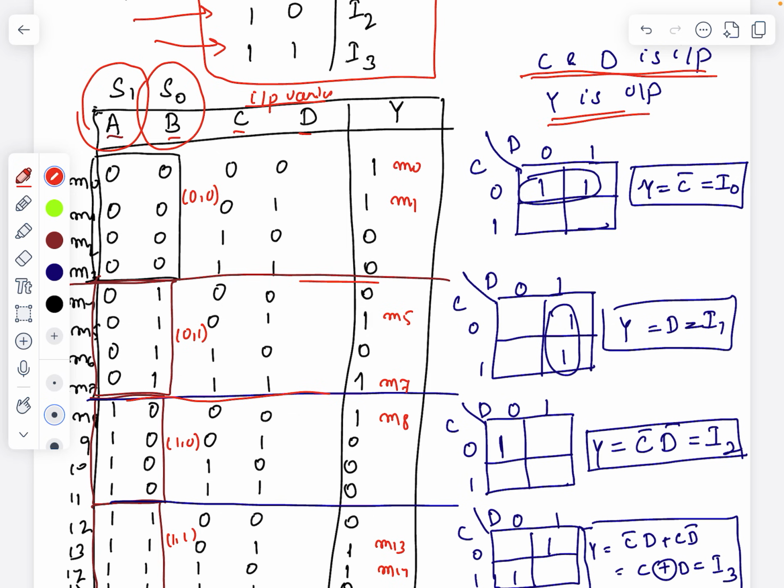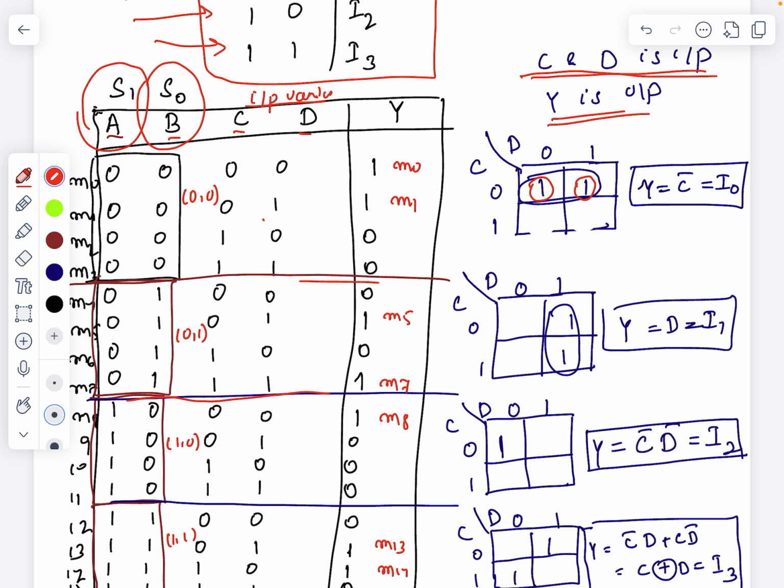the input-output relationship between Y and CD. You can see here CD are the two variables and I'm getting an output. To get the relationship, I need to take the two variable K map, where I've taken C and D as the two inputs. For 0 0 I'm getting output 1. For 0 1 also I'm getting output 1. For 1 0 and 1 1, both outputs will be 0.